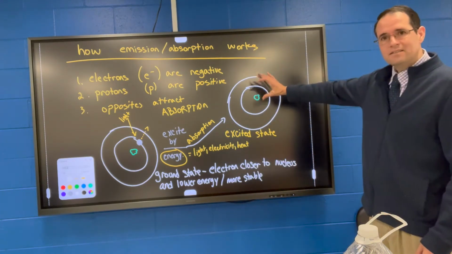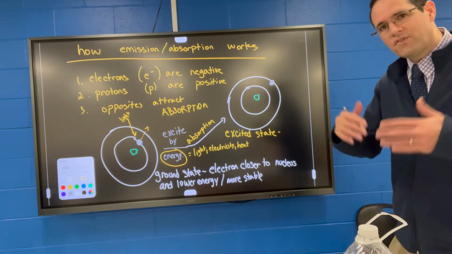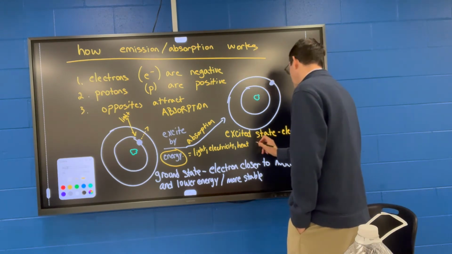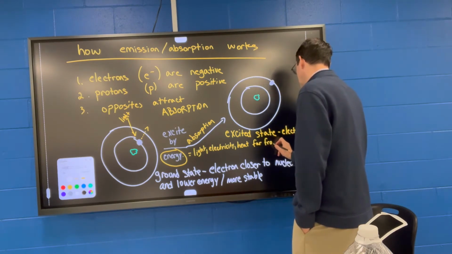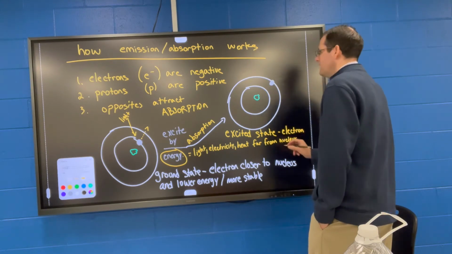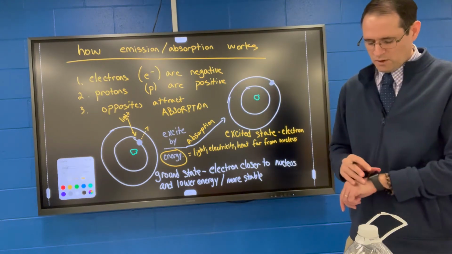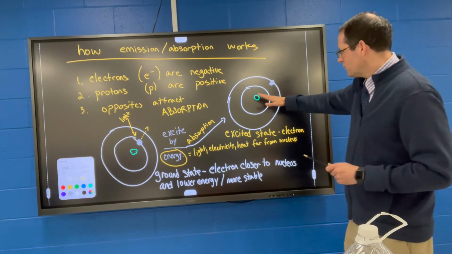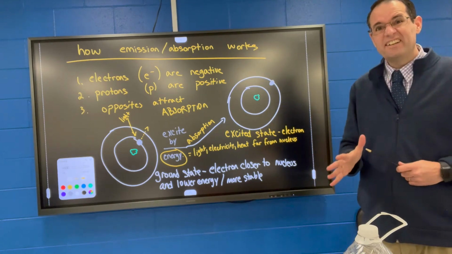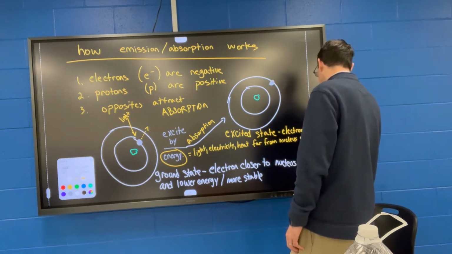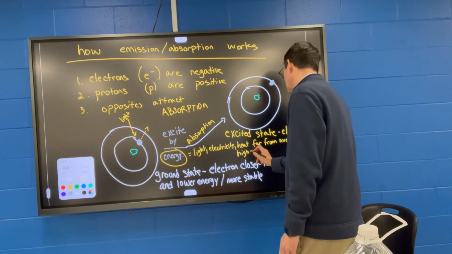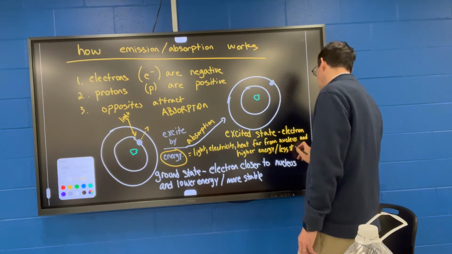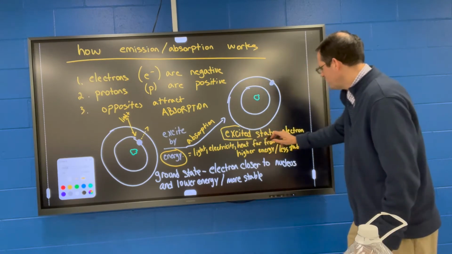All right, the excited state here, let's define this carefully. The electron is further from the nucleus. And remember point number 3, opposites attract. So what we have here is an attraction between an electron and a proton. And here we're making them far away. So it's going to be higher energy, less stable. So let me box this term excited state.